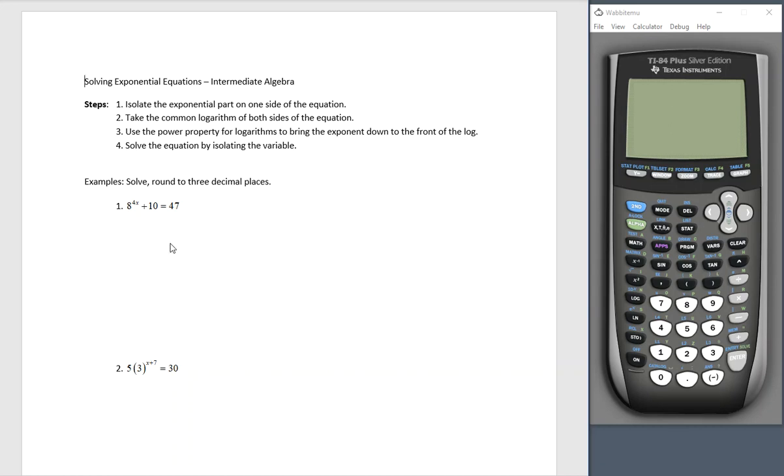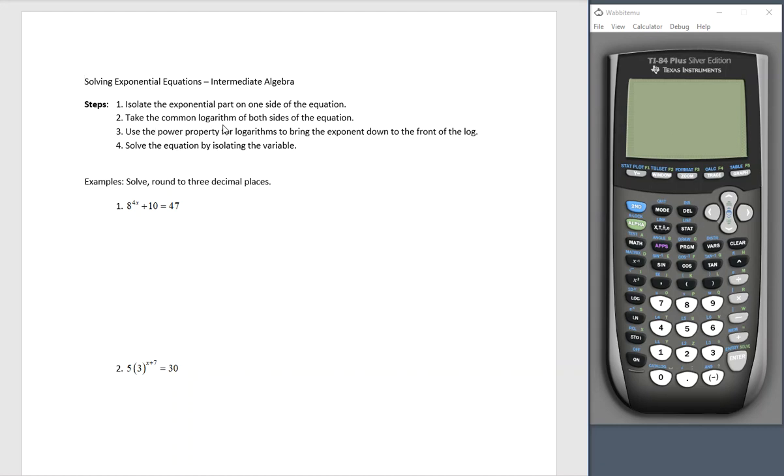To solve an exponential equation, we have these 4 steps. First, we're going to isolate the exponential part on one side of the equation. So we have to get the exponential part completely by itself, just like we did with the squared part or the absolute value. We always isolate whatever type of equation it is that we're working with.